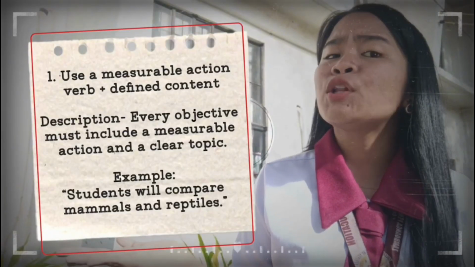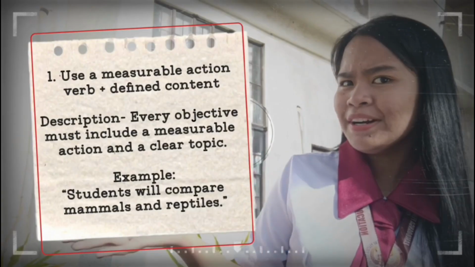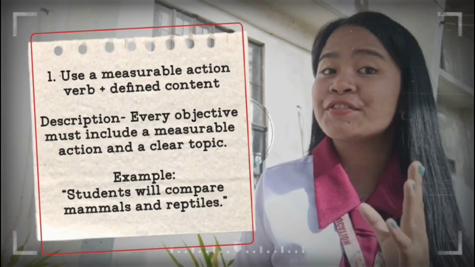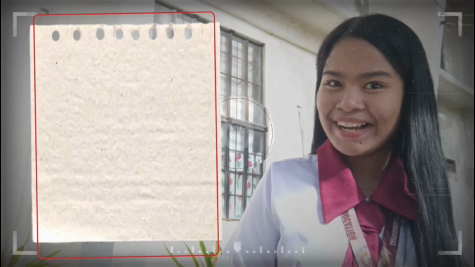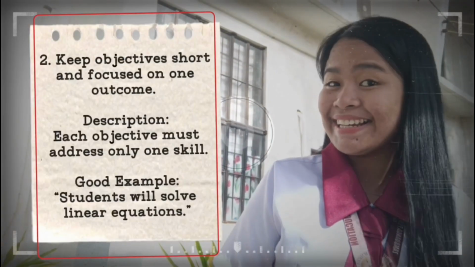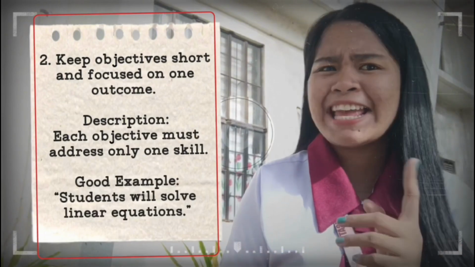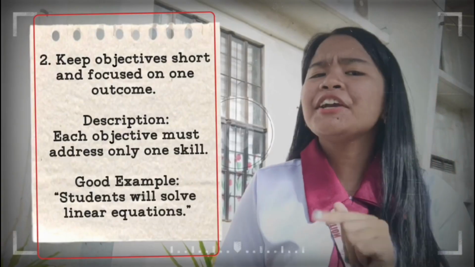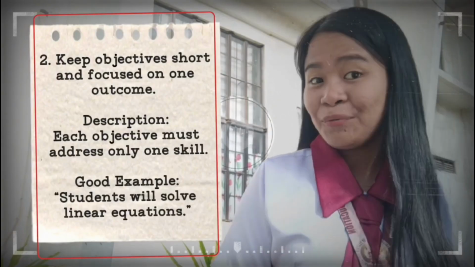Example, the students will compare mammals and reptiles. Measurable verb, compare. The content, mammals versus reptiles. Outcome is assessable and specific. Number 2, keep objectives short and focus on one outcome. Each objective must address only one skill. Combining multiple outcomes makes the objective confusing and difficult to assess. A clear single outcome ensures focus and easier evaluation.